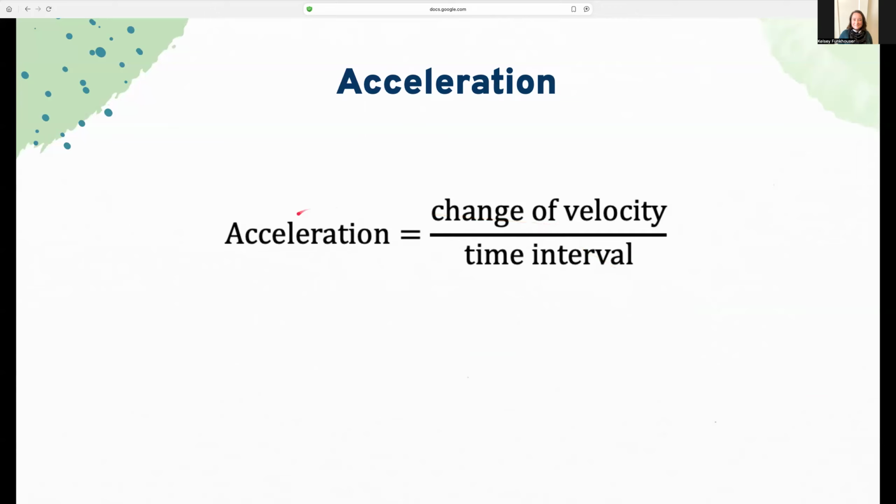And we know this because of this relationship here, because the acceleration depends on the change of velocity divided by the time interval. So if our velocity doesn't change, that would be saying, okay, we're going at 5 meters per second at the beginning of our time interval and at the end. So if we subtract 5 meters per second from 5 meters per second, we get 0. That gives us 0 acceleration.